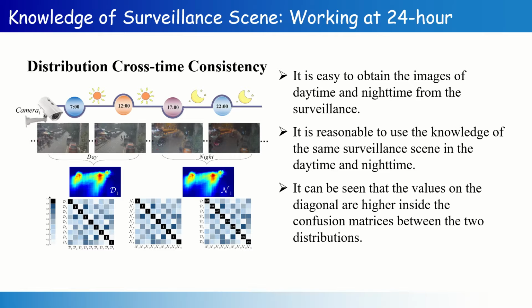For the consistency knowledge, DI and NI are the pedestrian distributions for day and night surveillance, respectively. It can be seen that the values on the diagonal are high inside the confusion matrices between the two distributions. The distributions of pedestrians in the same scene during the day and night are consistent. We named this phenomenon distribution cross-time consistency.